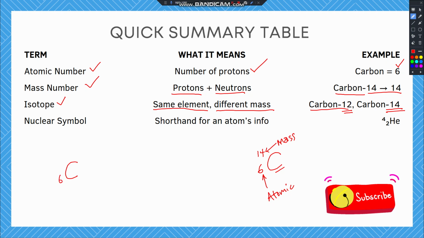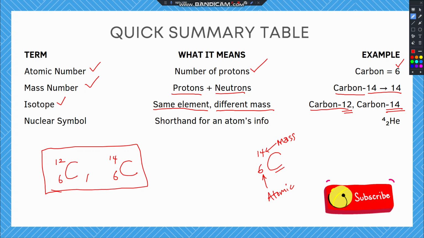Of course, the atomic number is 6, and the mass number in this case is 12. And then the second isotope has a mass number of 14, and the atomic number remains the same. These two are isotopes because they are the same elements having the same atomic number but different mass numbers. And that difference in mass numbers comes as a result of having different numbers of neutrons. In the first case, the number of neutrons here is 6. In the second case, the number of neutrons here is 8.